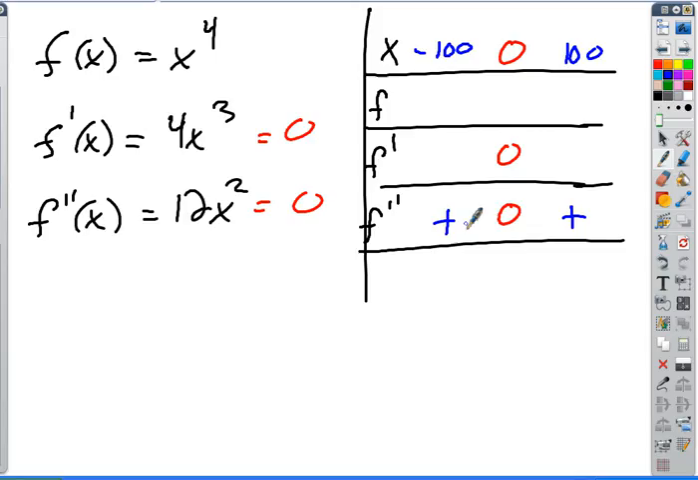No, because a point of inflection would be a transition of concavity. This is going from concave up to concave up, right? And so what it is.